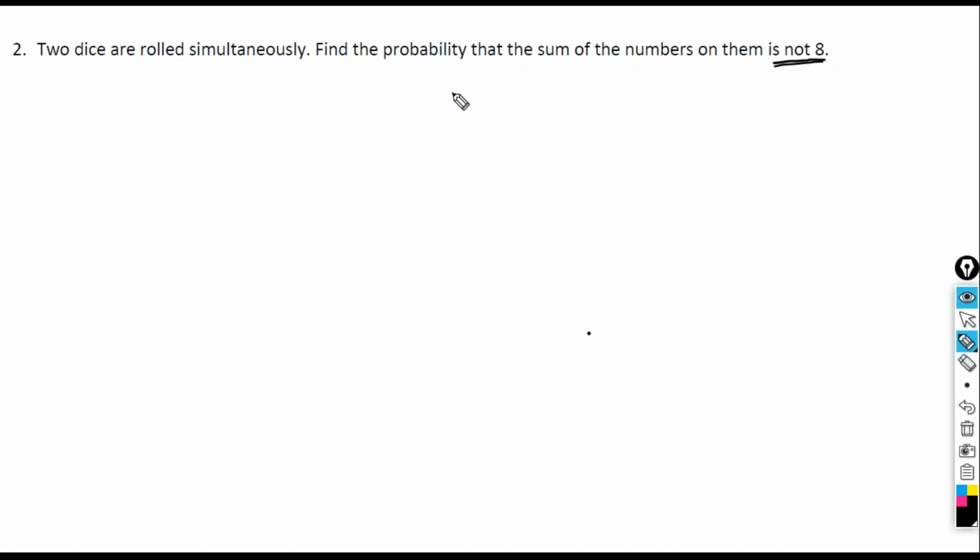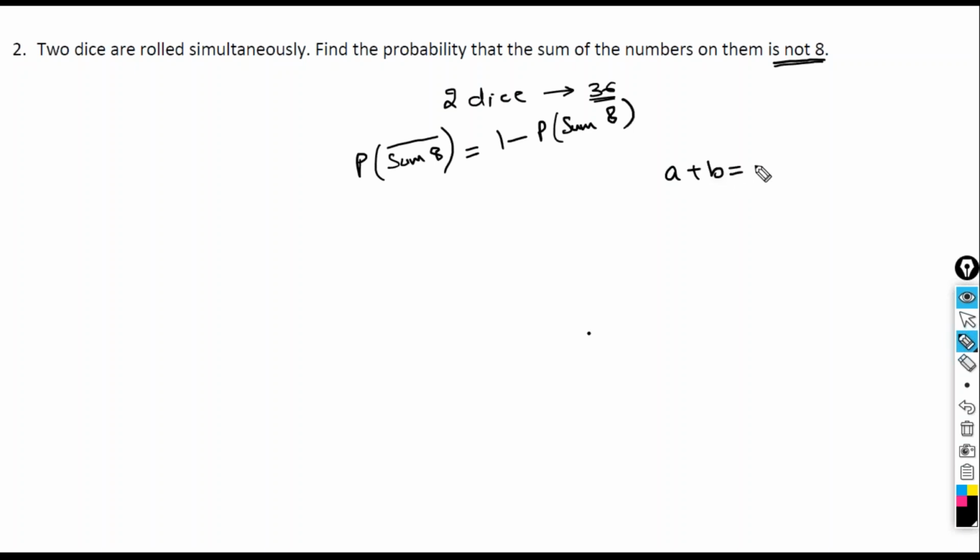So when you roll two dice, total outcomes possible are 36. If I have to calculate the probability that the sum should not be 8, I am going to put a bar on this. This bar means that the sum should not be 8. So we can say it is equivalent to 1 minus the probability that the sum of the numbers is 8. As we know, there are going to be two numbers a and b which add up to 8 on the top of two dice.